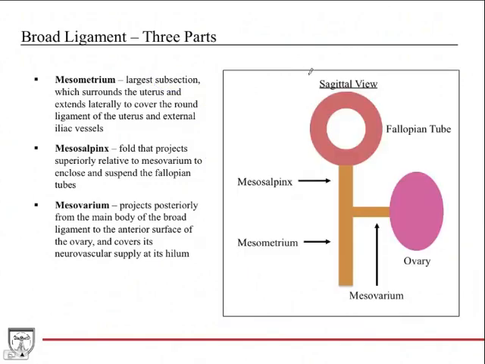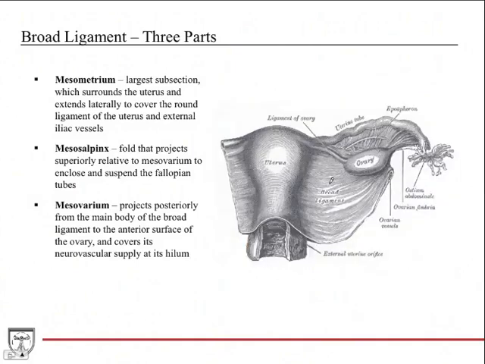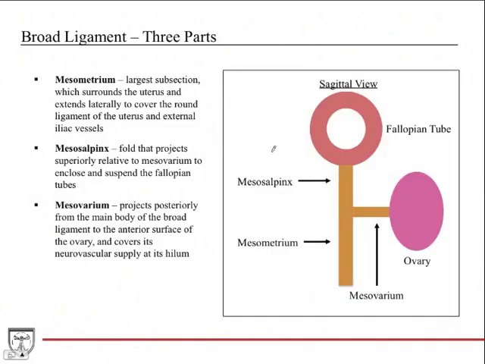Just a little diagram here to show you the other components of the broad ligament. So this is a sagittal view, so we're looking at it from the side, and this is an anterior view looking at the broad ligament. So we already talked about the mesometrium, which is down here, which is the majority of the broad ligament covering the uterus on both sides.